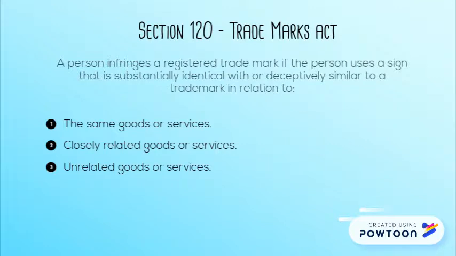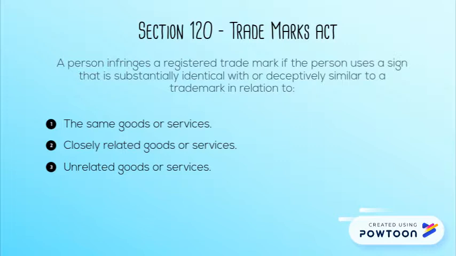A person infringes a registered trademark if the person uses a sign that is substantially identical with or deceptively similar to a trademark in relation to the same goods or services, closely related goods or services, or unrelated goods or services, where the trademark is so well known throughout Australia that it is likely to indicate a connection between the goods or services and the trademark owner, and therefore this is likely to negatively affect the owner. Under one or all of these circumstances, you can be held liable for infringing a trademark.